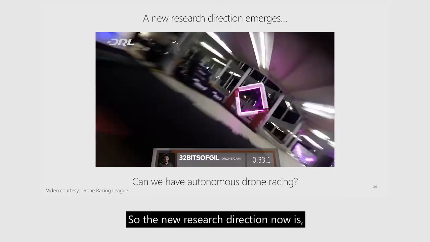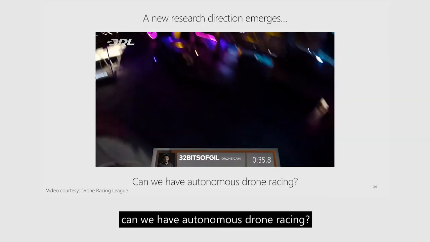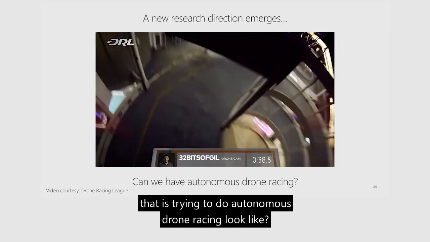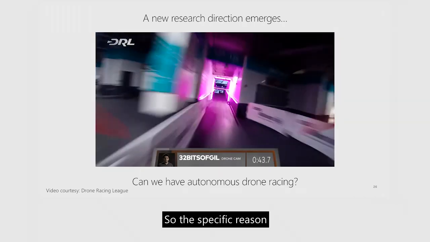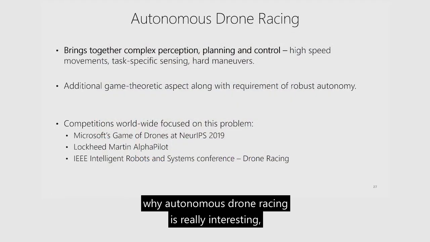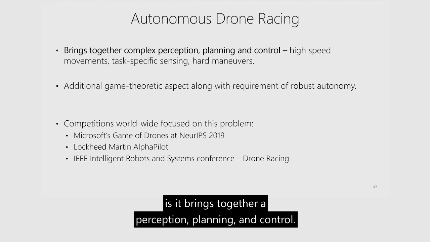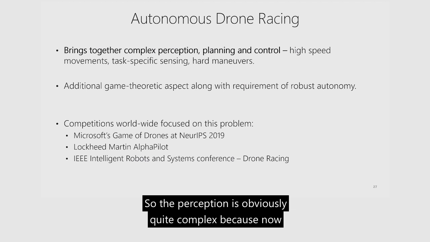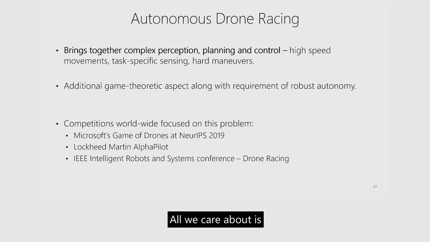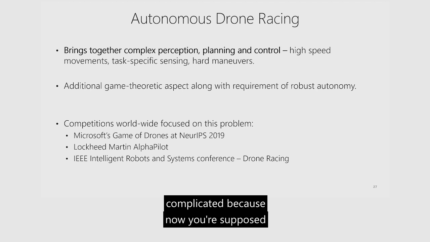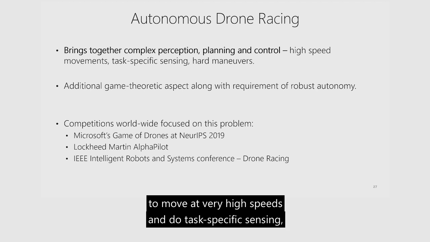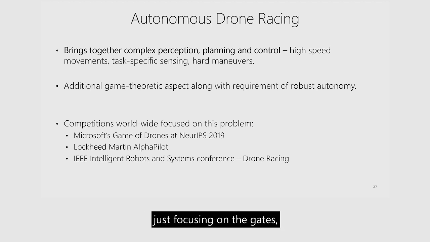So the new research direction now is, can we have autonomous drone racing, and what does an agent that is trying to do autonomous drone racing look like, and what kind of capabilities do we need to train something like that? The specific reason why autonomous drone racing is really interesting is it brings together perception, planning, and control. The perception is quite complex, because now we're focusing on such a small, sparse part of the environment. All we care about is the locations of the gates and that we have to go through them. And the planning and control are also very complicated, because now we're supposed to move at very high speeds and do task-specific sensing, just focusing on the gates, for example, and all these maneuvers.